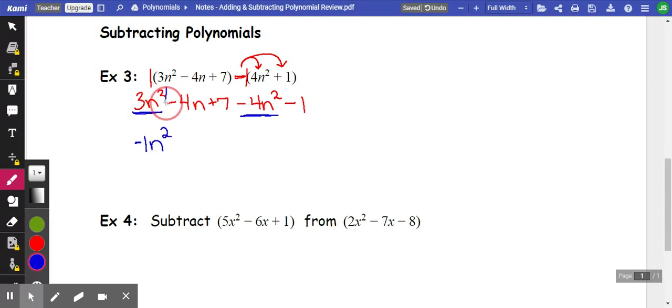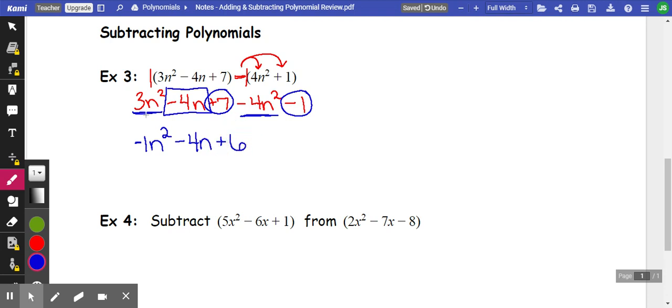Okay, I go to my next highest exponent. Here I have an n, so minus 4n. There's no other n's, so I'm just going to bring it down: minus 4n. Last but not least, I have my constants, the ones without a variable. Positive 7 minus 1, or positive 7 plus negative 1, those mean the same thing. Well, 7 minus 1 leaves me a 6, and it's a positive 6, so I'm going to connect it with a plus sign.